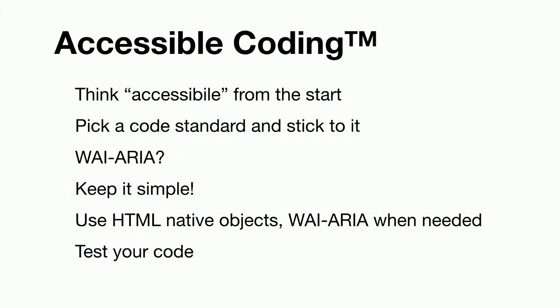Accessible coding is not really a thing, but there are a few things to think about when you code to achieve accessibility. First of all, think accessible from the beginning, because it's much more costly to try to achieve accessibility later in the process. So think accessible early in your development process. Also, a very good thing to do is to pick a code standard and then stick to it. For instance, HTML5 is very good. It provides very good elements to inform, for instance, screen reader users where they are on the website.